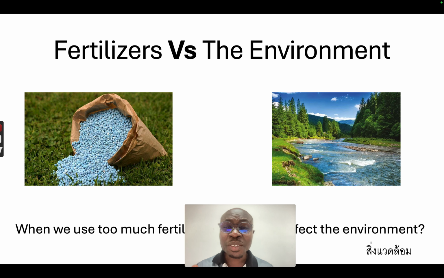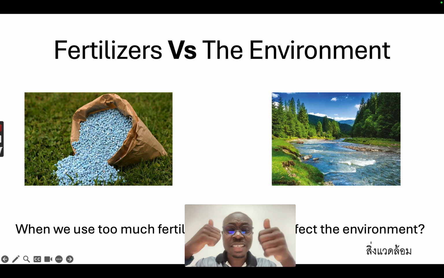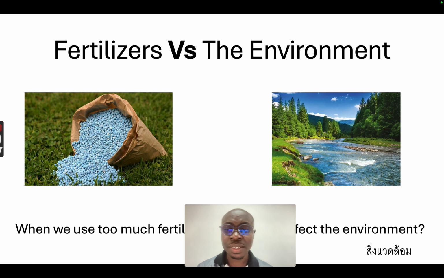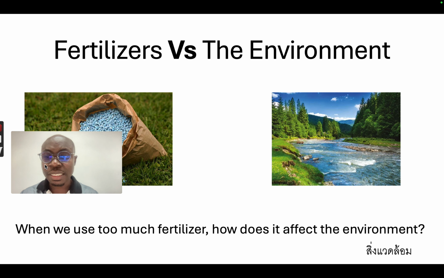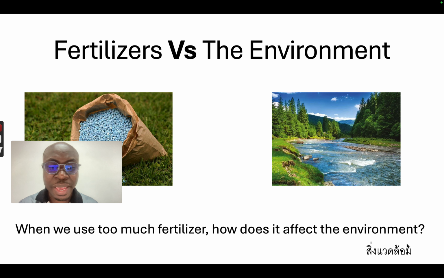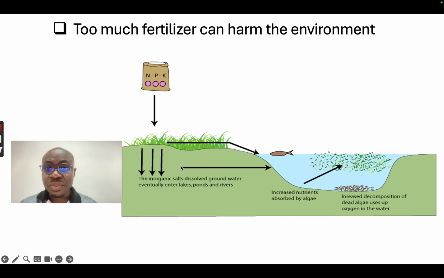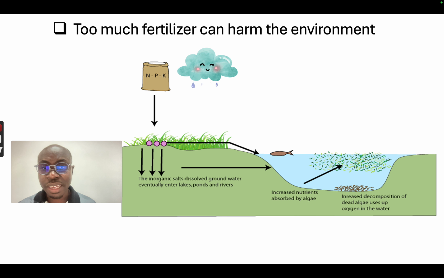Next, let's talk about fertilizer and the environment. Fertilizers, organic and chemical, are good. But if we use too much, it can be bad for the environment, okay? For example, if we put too much fertilizer on the soil and it rains, the rain will wash the fertilizer into the river or into the lake.